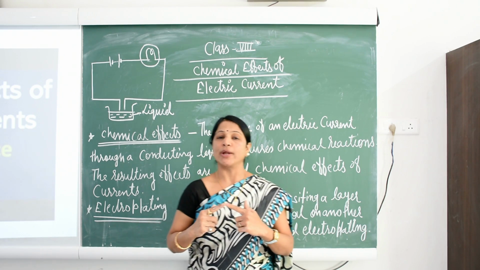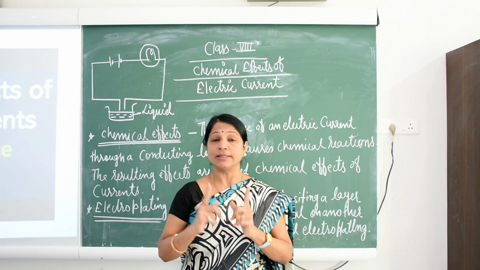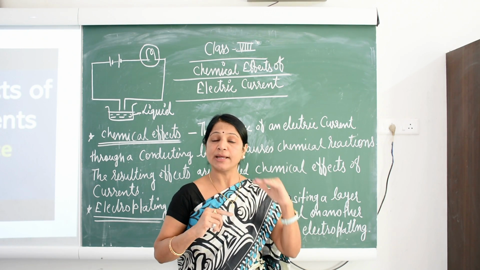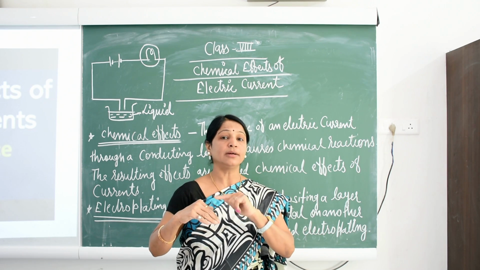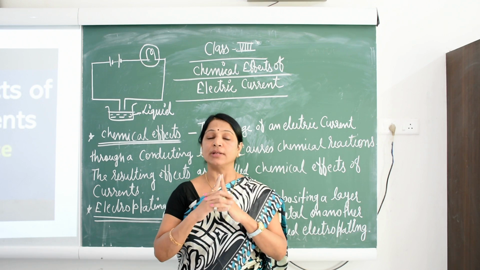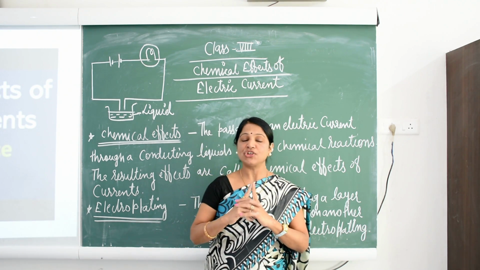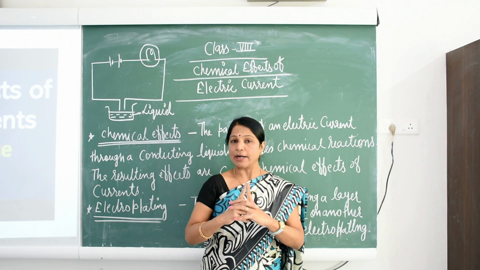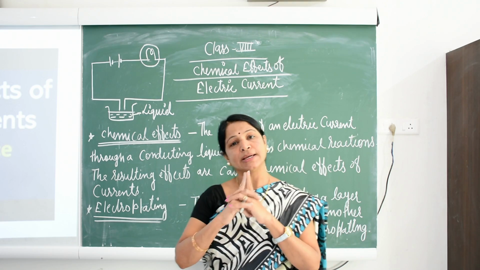Further, we are going to see electroplating. Do you wonder how one metal can be coated onto another material? This is a very useful thing for preventing rusting and very beneficial in making artificial jewelries. So today we are going to see this.